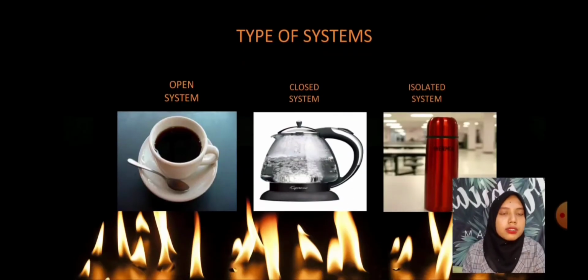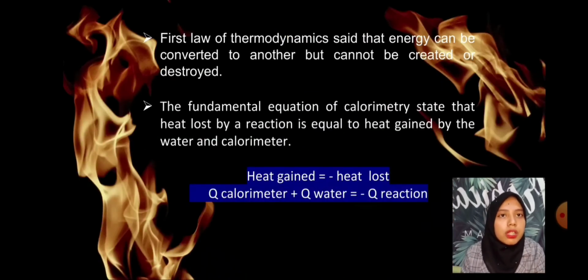Here are the examples of the systems. For an open system, we have a cup of coffee without the lid. For a closed system, we have the kettle with the lid. And for an isolated system, we have the thermos. The first law of thermodynamics says that energy can be converted from one form to another, but it cannot be created or destroyed.